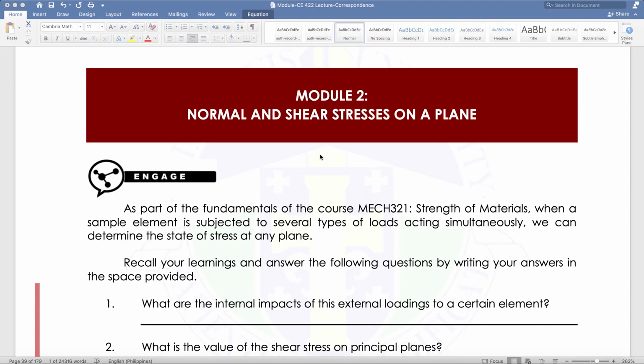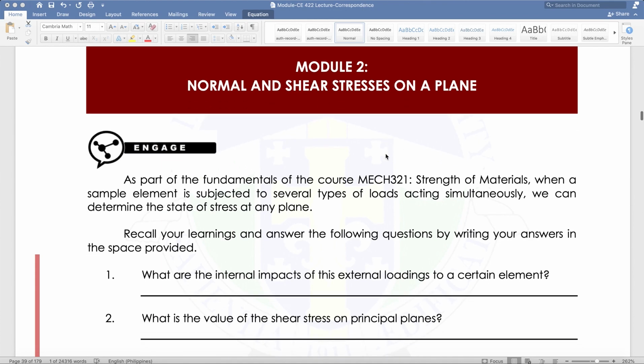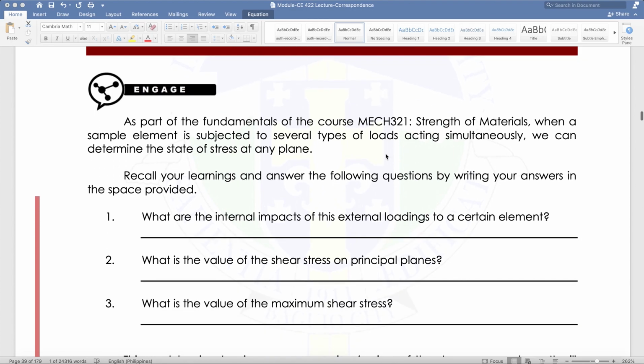So for this video, we are now on module number 2. We are still going to discuss stresses, but this time we are going to be specific: normal and shear stresses on a plane. So it is good for you to have a review of the internal impacts of these external loadings to a certain element.